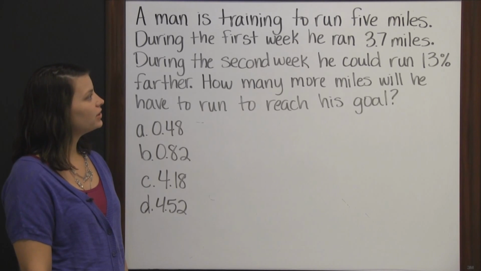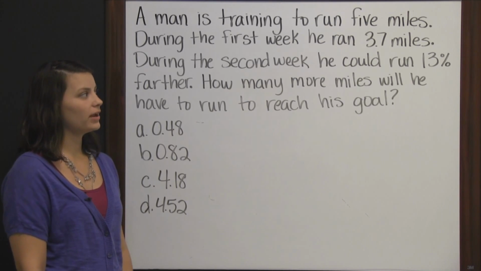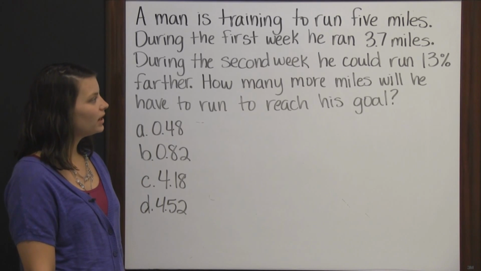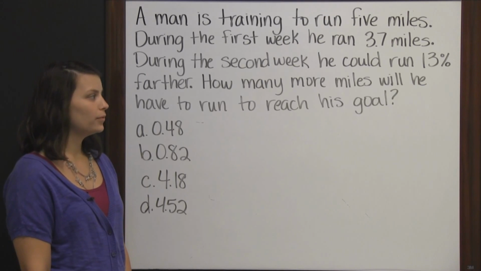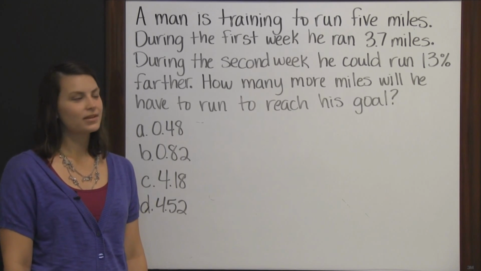A man is training to run 5 miles. During the first week, he ran 3 7/10 miles. During the second week, he could run 13% farther. How many more miles will he have to run to reach his goal?